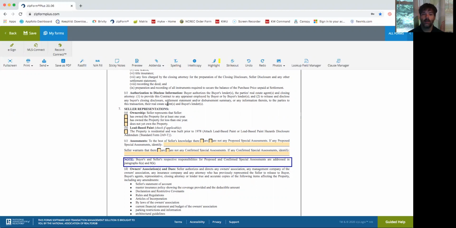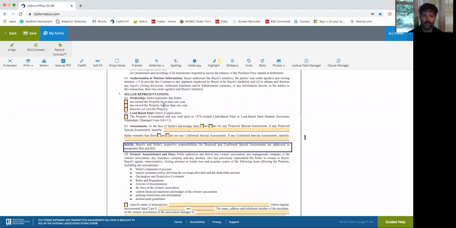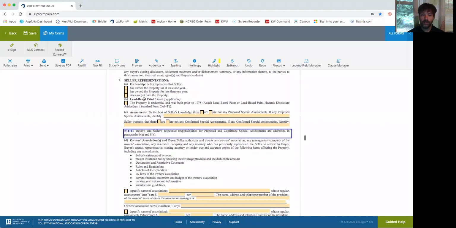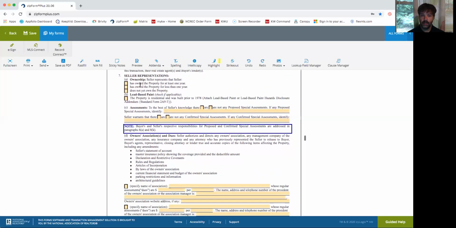Your agents share the closing statement with the agents, which is again confidential. But that's where you're giving the permission to do so. Your seller is going to provide some representations here, meaning that they have or have not owned the property for less than a year, or they may not yet own it if it's an assignable contract. This information will be available to you in the MLS listing if it's an MLS.